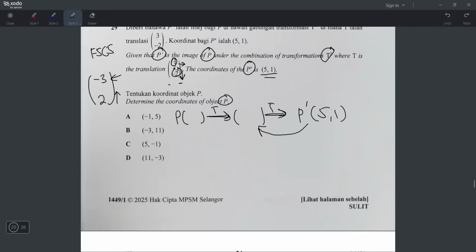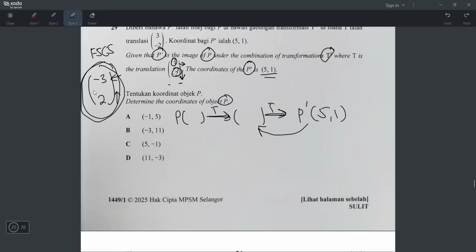It means you do the opposite direction. Instead of right 3, now it becomes left 3. And this one is down negative, down 2 becomes up 2. So now you are doing translation negative 3, 2 from P prime. Again, I start from P prime and do translation in reverse. And I already reversed it to negative 3, 2. So I will just take 5, 1 and then do this translation.